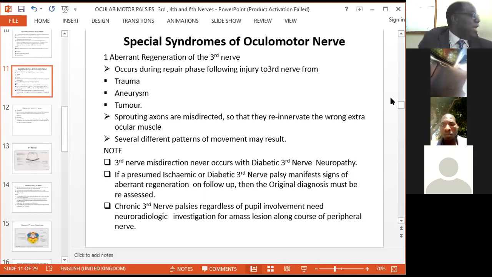That cannot be; this misdirection of improper movement is not due to diabetes. Diabetes does not cause aberrant regeneration on follow-up. It is never, diabetes is not a cause. Chronic third nerve palsies, regardless of pupil involvement, need neuroradiologic investigation for a mass lesion along the course of the peripheral nerve. When they say mass lesion, we're talking of a tumor.